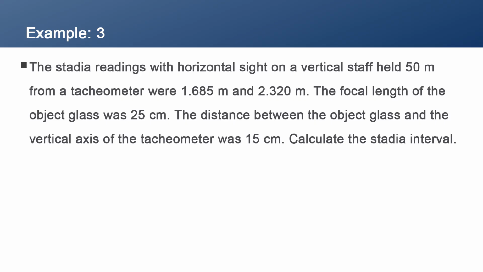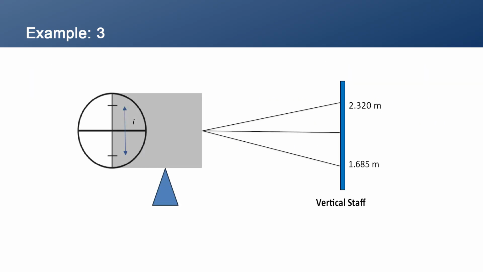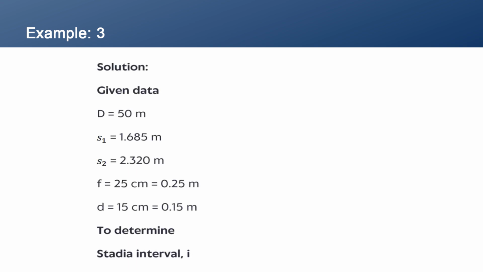Calculate the stadia interval. A figure is given here for you to visualize the stadia hair readings from the tacheometer, that is 1.685 meter and the 2.320 meter. Hope you can easily visualize it. Now, let us see the solution.